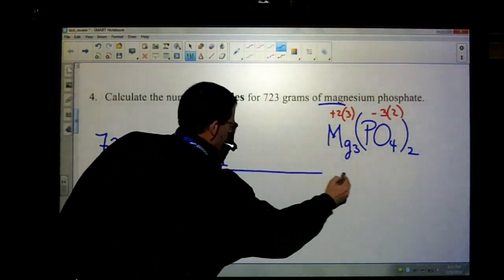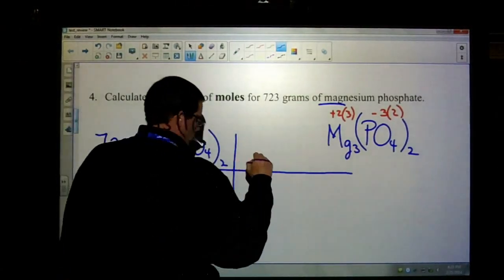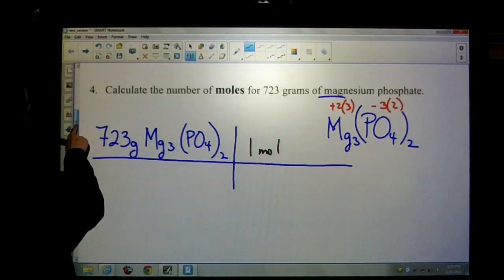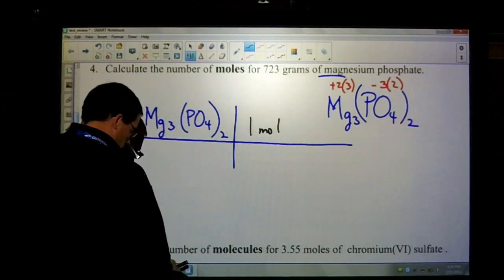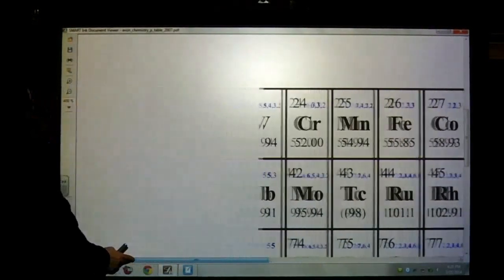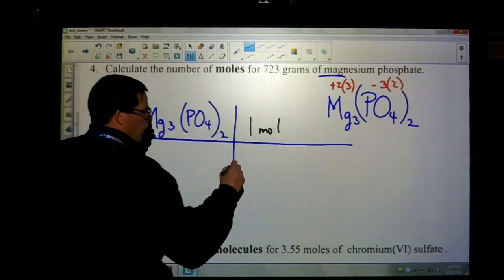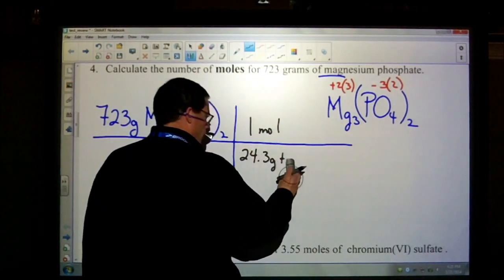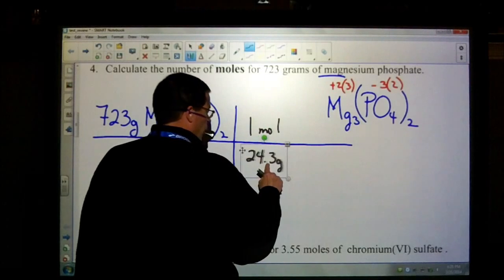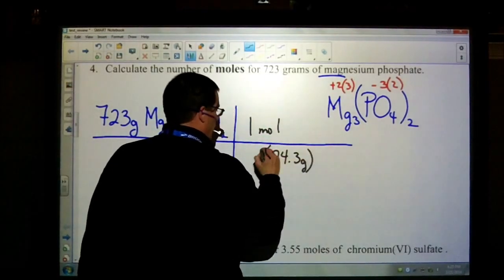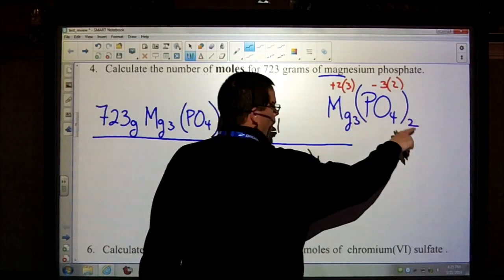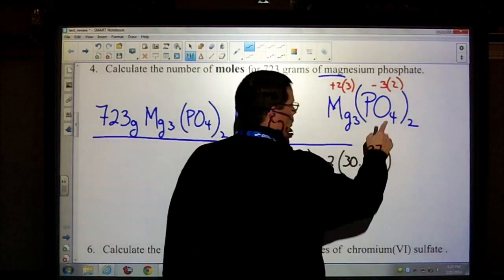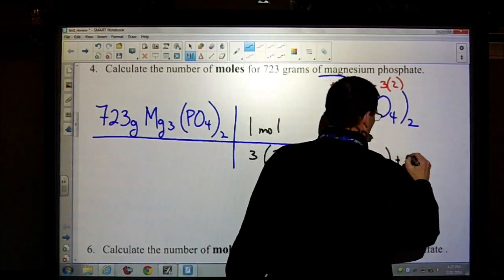Let's find out how many moles we have. In 1 mole of magnesium phosphate, you have to determine the molar mass. Magnesium is 24 point something, I don't have that memorized, 24.3. So we have 24.3 grams, but we also have to multiply that by 3 because we have 3 of them. And we'll add that to our 2 phosphorus, which is 30.97. And we'll add that to 4 times 2, which is 8 oxygen.